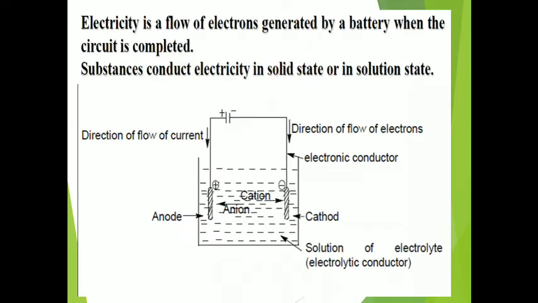Before starting, we need to remember some basic concepts. First one is, we know electricity is a flow of electrons generated by a battery when the circuit is completed. Just go through this diagram. Here you can see a battery is attached with two electrodes. Positive electrode is called anode and negative electrode is called cathode. And in between two electrodes there is a solution of electrolyte that is called electrolytic conductor. Now from this we have to go further.